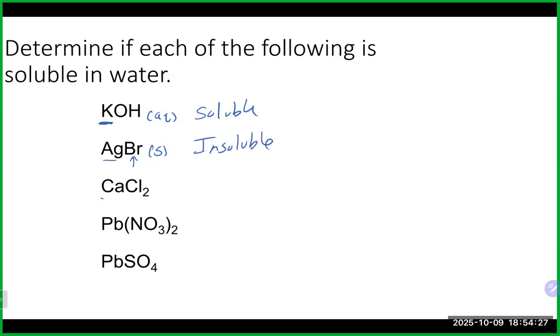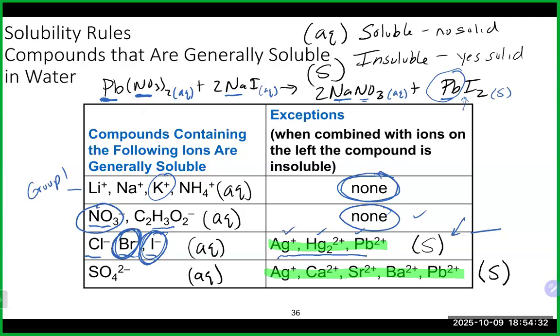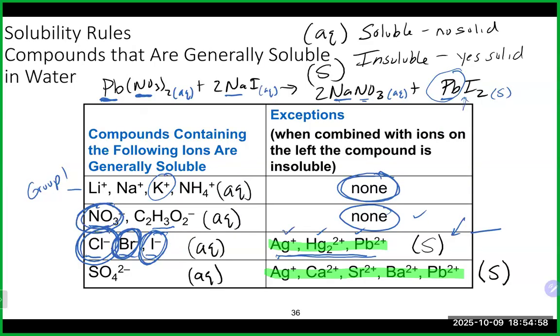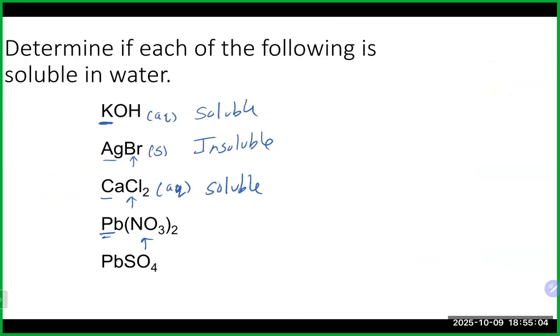Taking a look at calcium and chloride, once again, I may not be able to find both of those on there, but we can find chloride. And chloride is, again, soluble in everything except for the 3 we just talked about, silver, lead, or mercury. And in this case, we don't have silver, lead, or mercury. We got calcium, which means that this guy would be aqueous, and it would be soluble. Lead may not be there, but we can find nitrate. And once again, nitrate was one of those that's soluble in everything. No exceptions. So we would expect this to be aqueous and soluble.